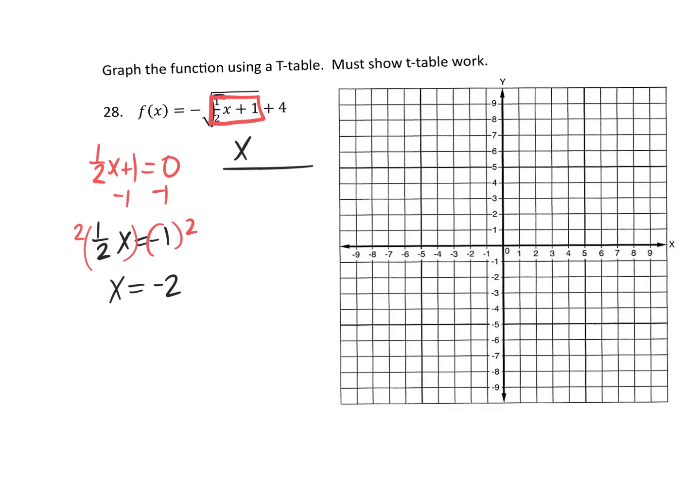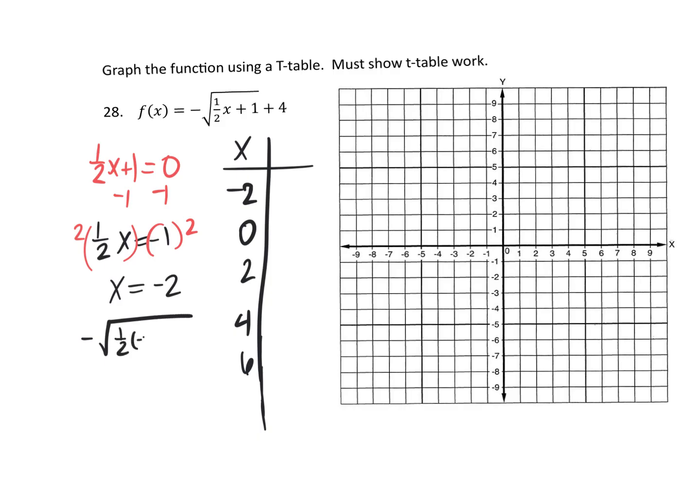So my table is going to start with negative 2. And I'm going to count by 2 because it's 1/2. So I'm going to go 0, 2, 4, 6. And then we'll see where we go from there. My goal is to get perfect squares under the radical. So we're going to start by plugging in negative 2. Negative square root of 1/2 times negative 2 plus 1.